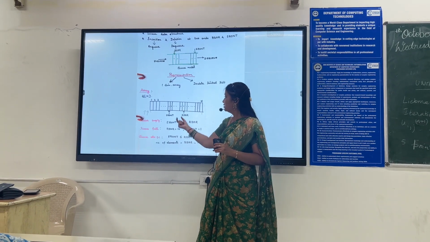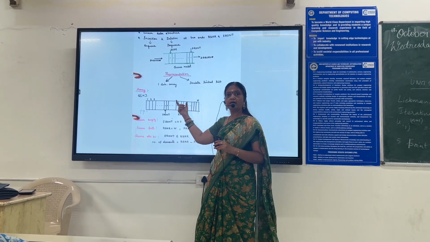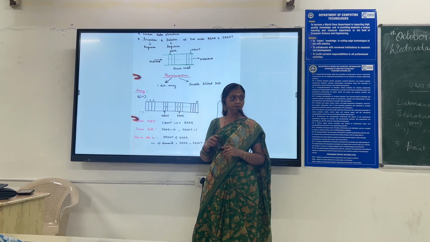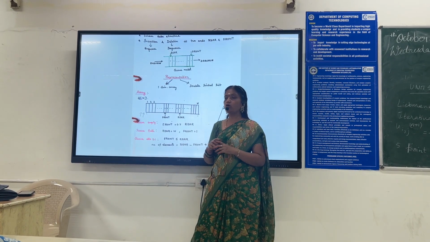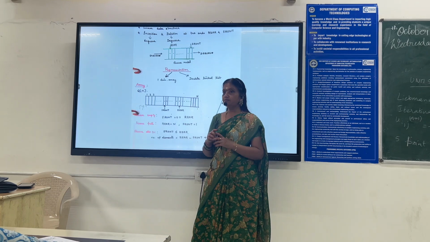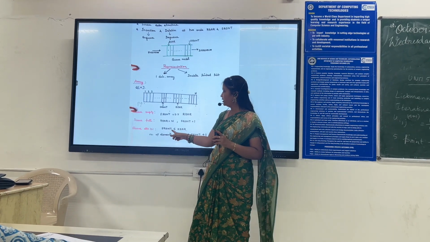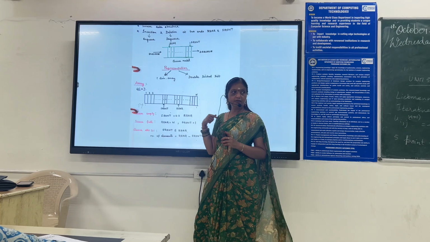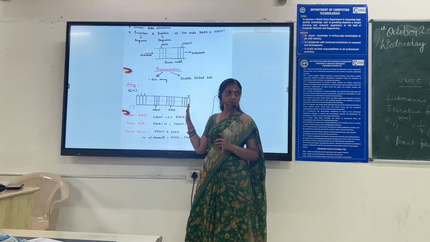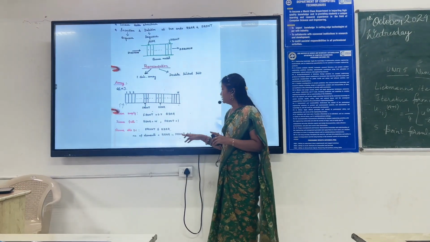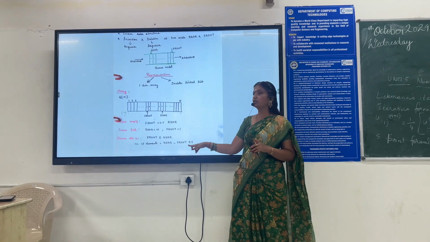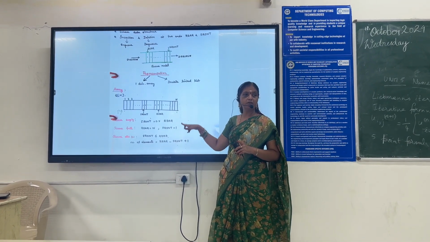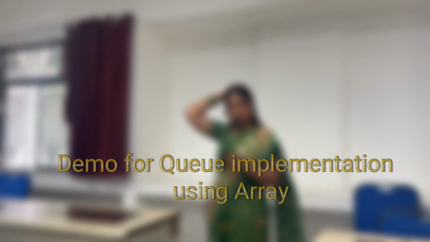Suppose you have some elements in the array and some positions are empty. How can you say that the queue is not empty? Whenever front is less than or equal to rear, I can say that the queue is not empty. And how will you find the number of elements in the queue? Rear minus front plus 1. So take note of these things for the queue implementation.